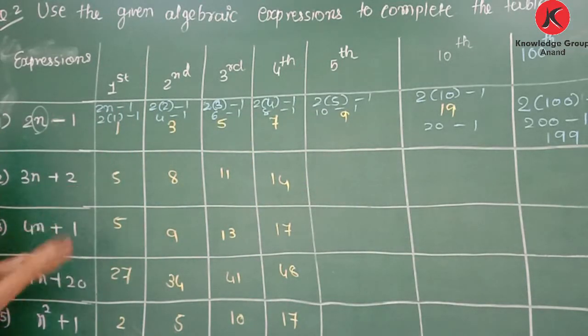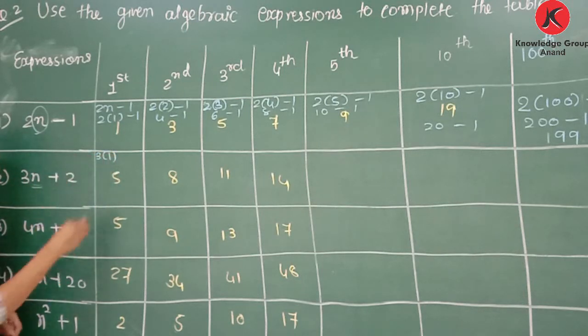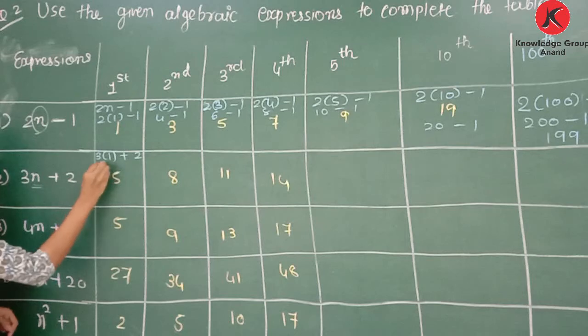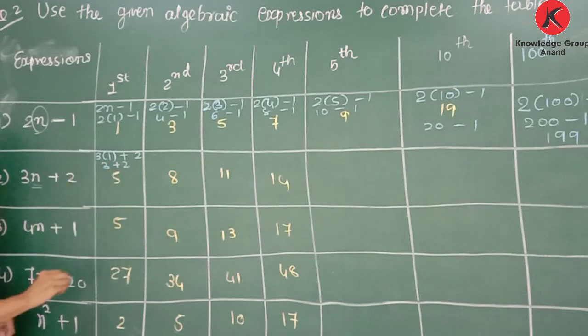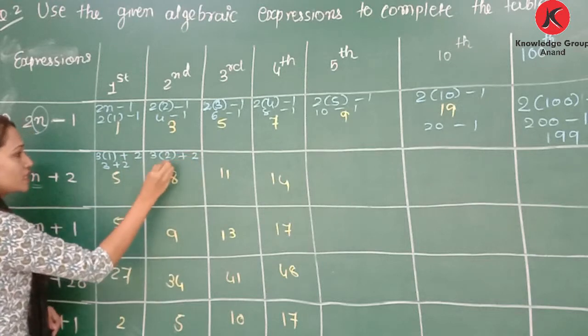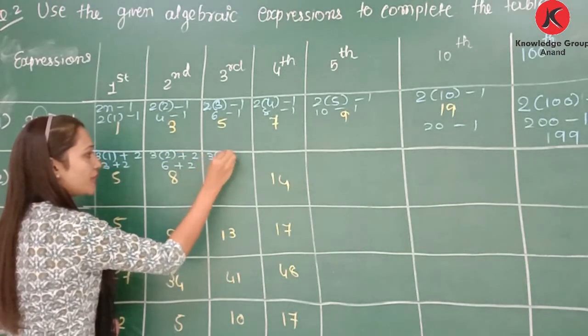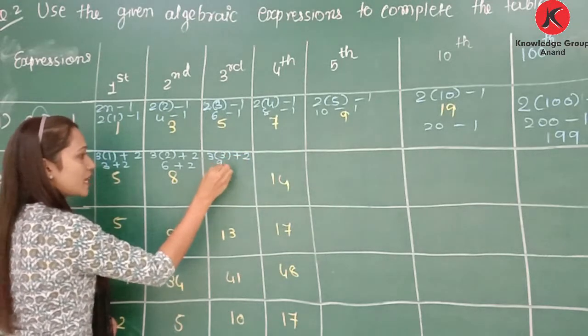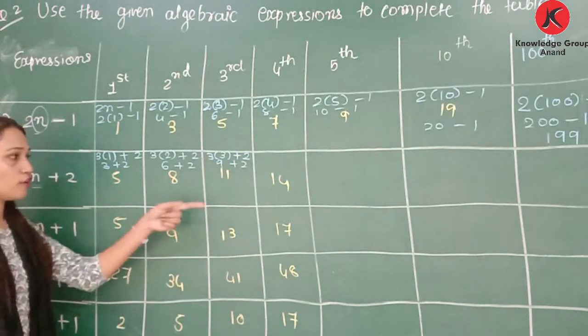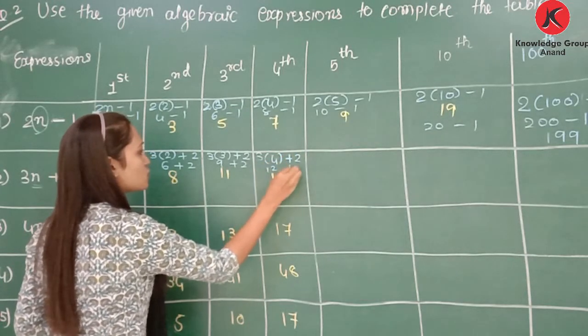So for the first term, n is 1. So it is 3 multiply 1 plus 2, 3 plus 2, 5. For next, 3 multiply 2 plus 2, so that is 6 plus 2, 8. For next, 3 multiply 3 plus 2, so that is 9 plus 2, 11. For the fourth it is 3 multiply 4 plus 2. That is 12 plus 2, 14.